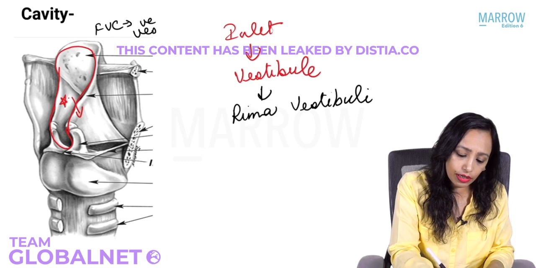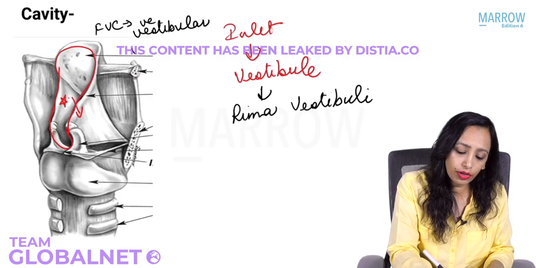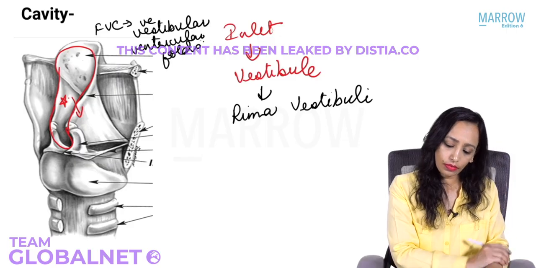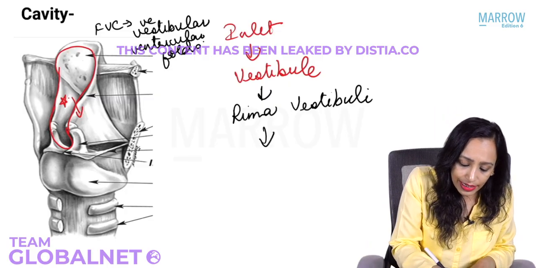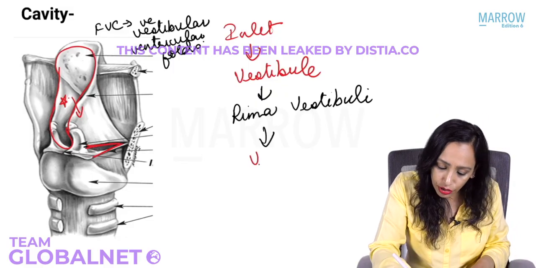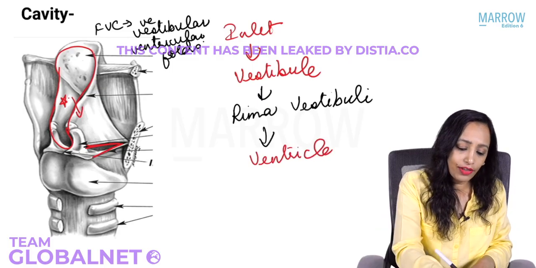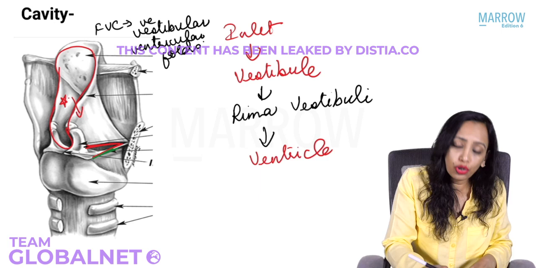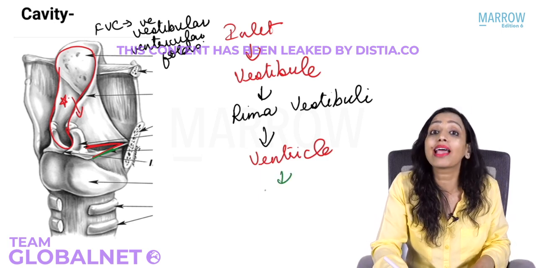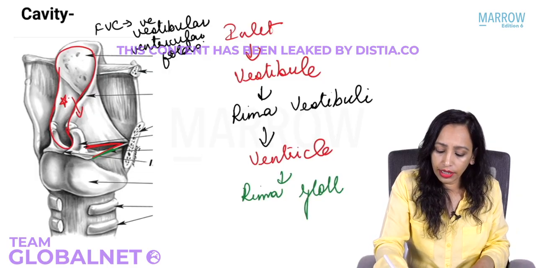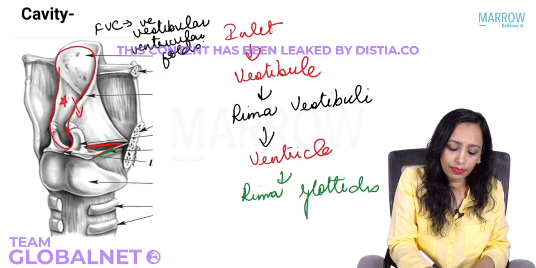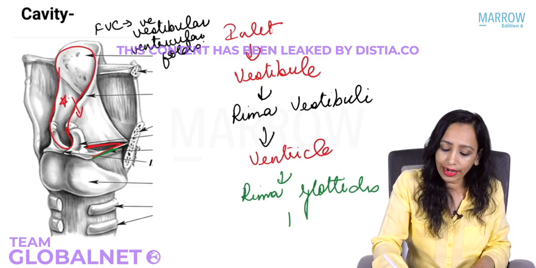They are known as vestibular or ventricular folds. Okay, so we have the rima vestibuli. Then below that we have the part that is in between the false vocal cord and the true vocal cord. What is that area? That is the ventricle. And then we have the part in between the two true vocal cords. That is rima. Rima means cavity. Rima glottidis. And then we have the part that is below the true vocal cord.